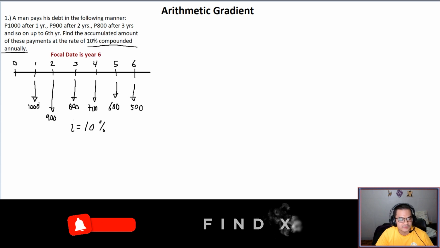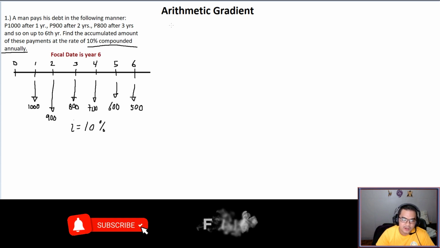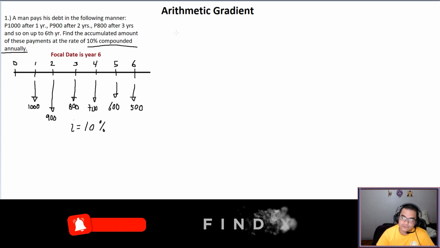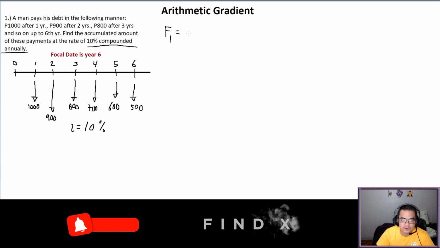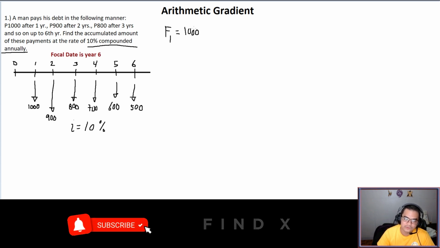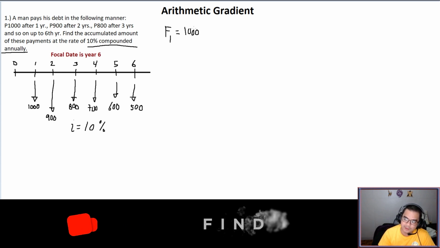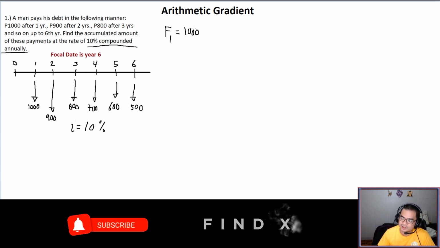Let's say that this is year 1. Let's just call the 1,000 at year 1 F1. Again, we have to bring all of that money into year 6. So bringing 1,000 to year 6, we have to apply the compound interest because that is a single payment. That's not multiple payments. Therefore, that is not an annuity.